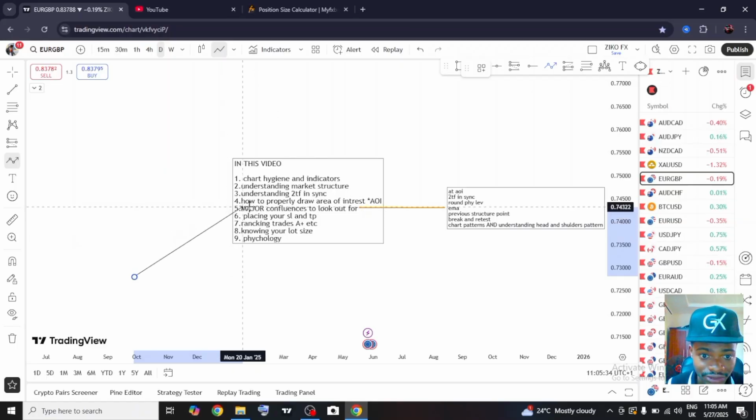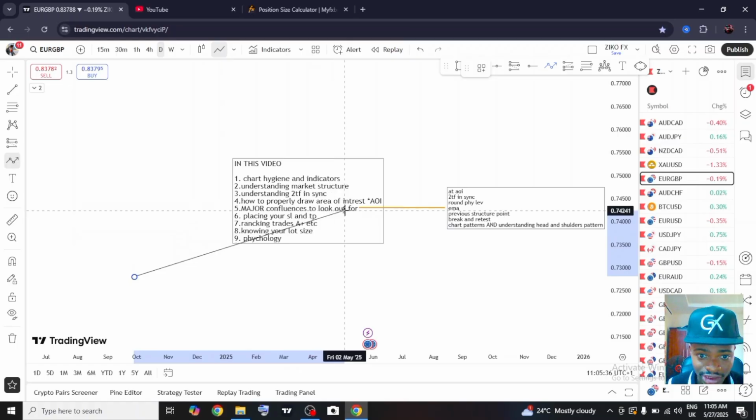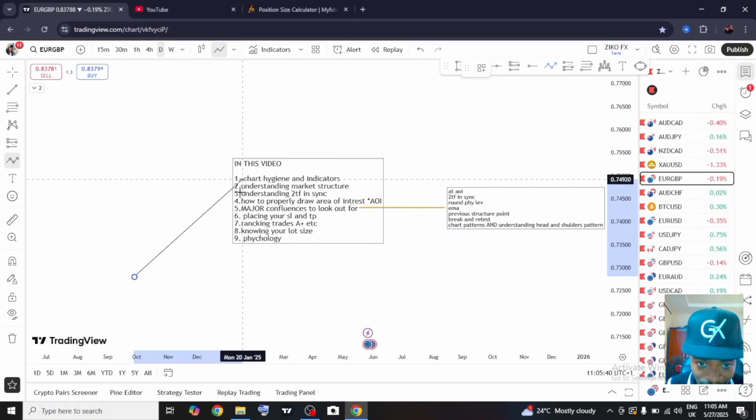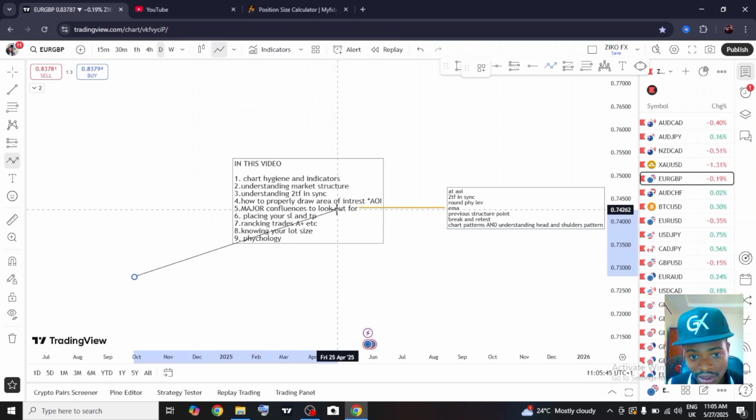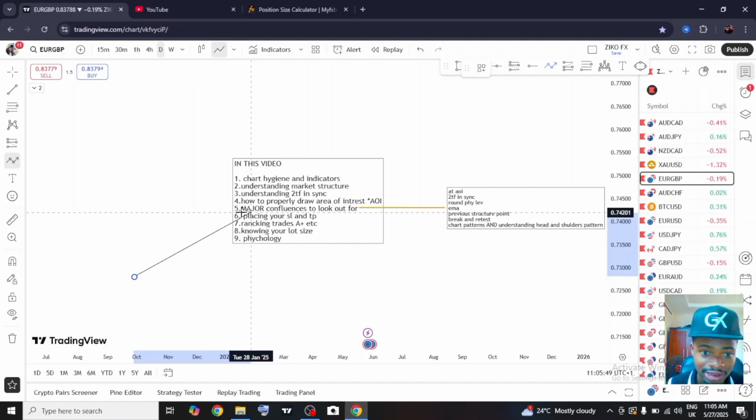Number 5, major confluences to look out for when you are taking a trade. When you have drawn your area of interest and have done all these things perfectly, you look for confluences that will make you put your money behind a trade. It's very important because your money is involved in this part. The 6th, how to place your stop loss and your take profit.